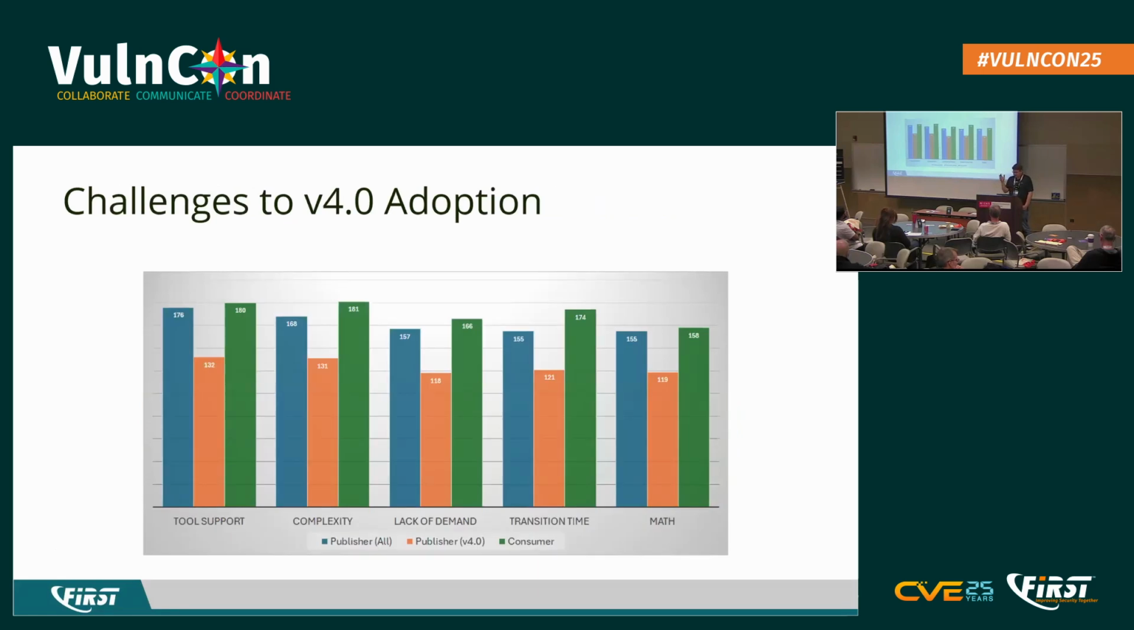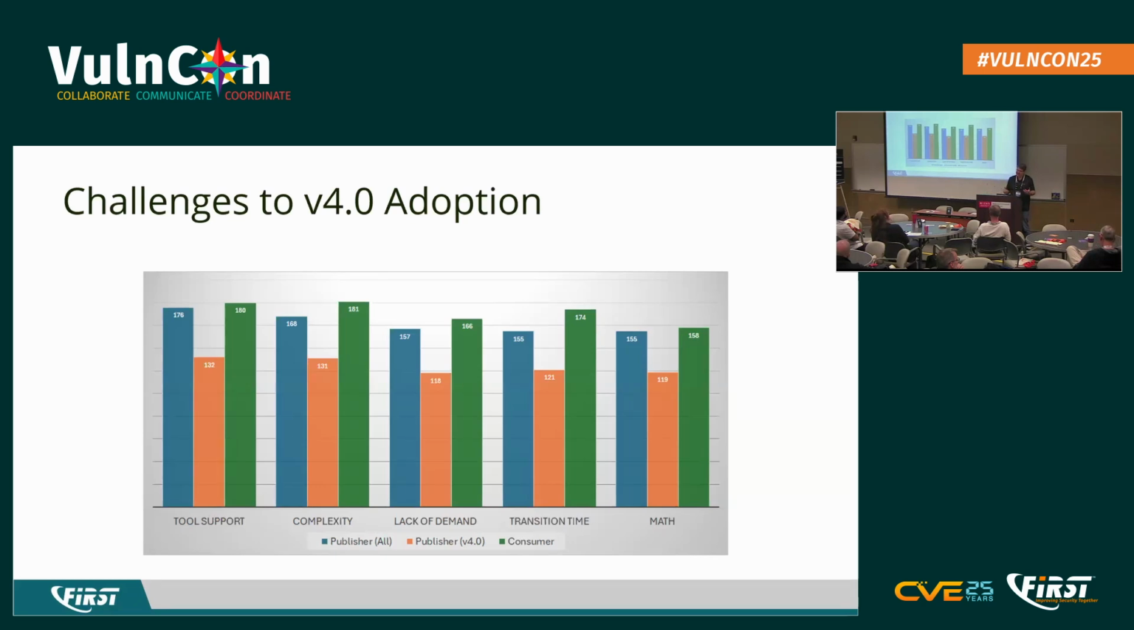And this is, the blue here is a publisher. Orange is a publisher. The middle column is a publisher of version 4. And then the right-hand column, the green, is consumer. So these are all the challenges to version 4. And really, it's not important to look at every specific one, but there's no one reason that is blocking adoption of version 4. There are lots of reasons.